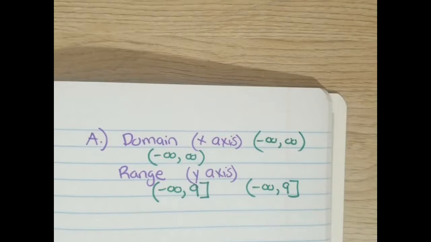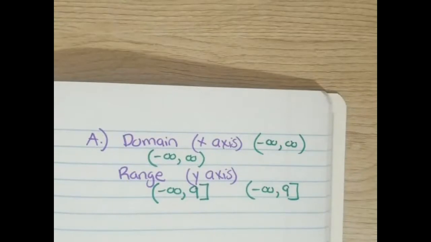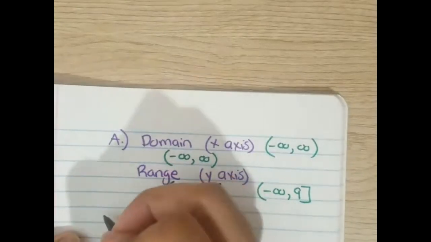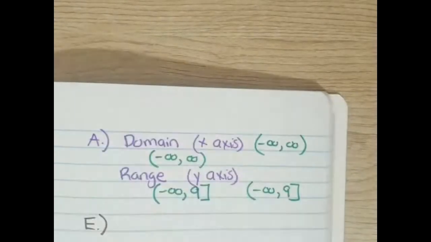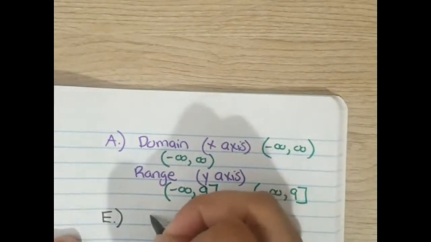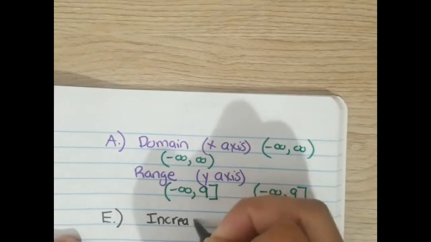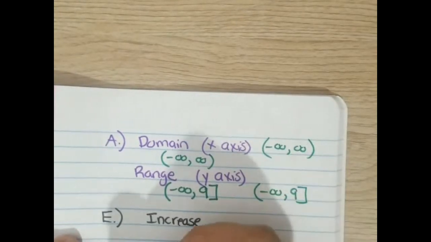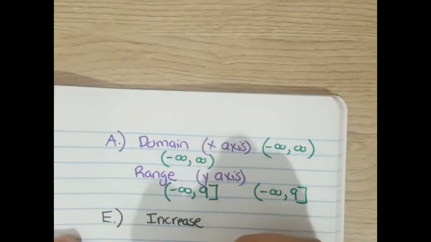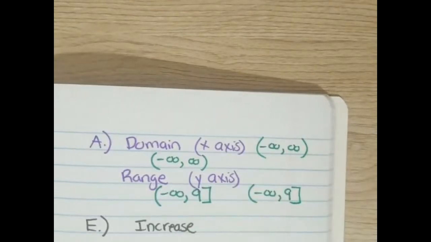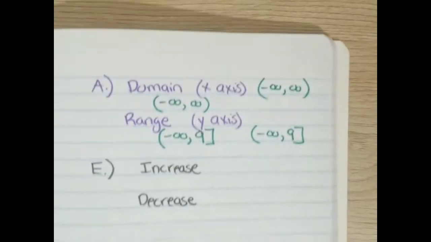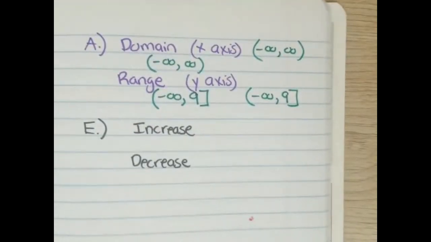All right, then the last part is part E. I'll use a different color. Let's see, part E asks for the intervals of increasing and decreasing. So I'll put increase, decrease. Increase and decrease.